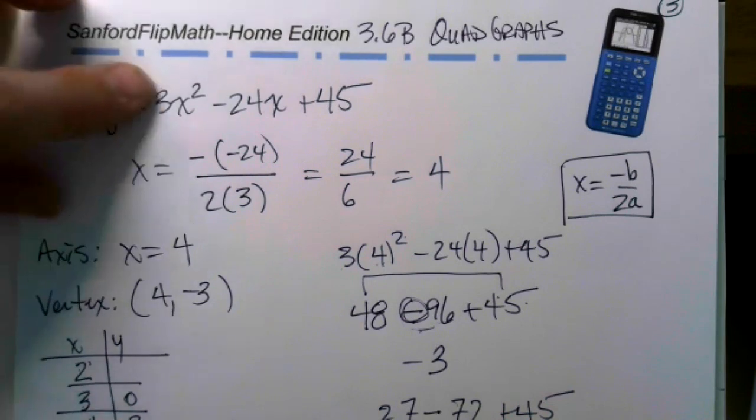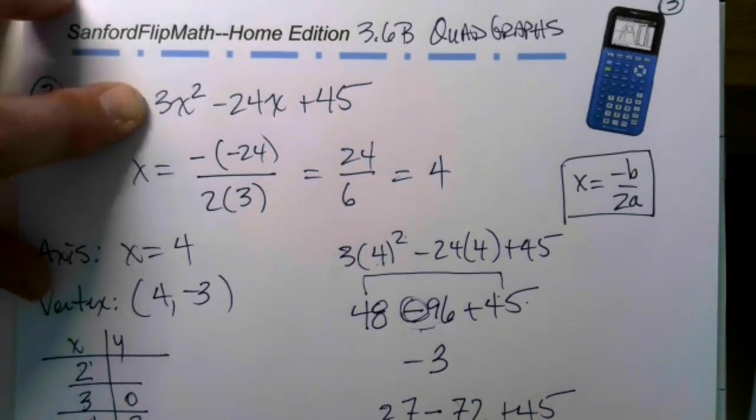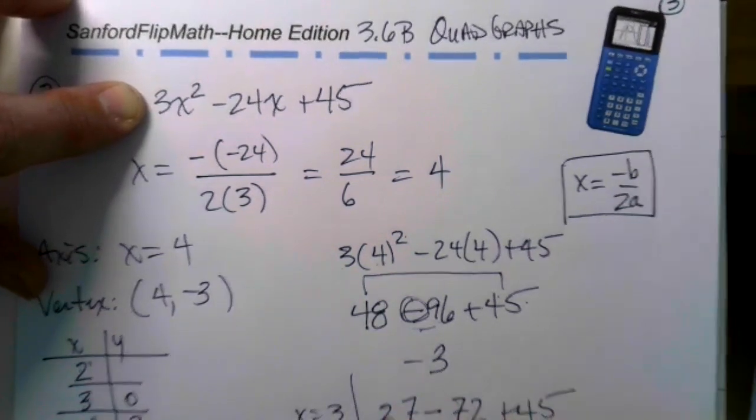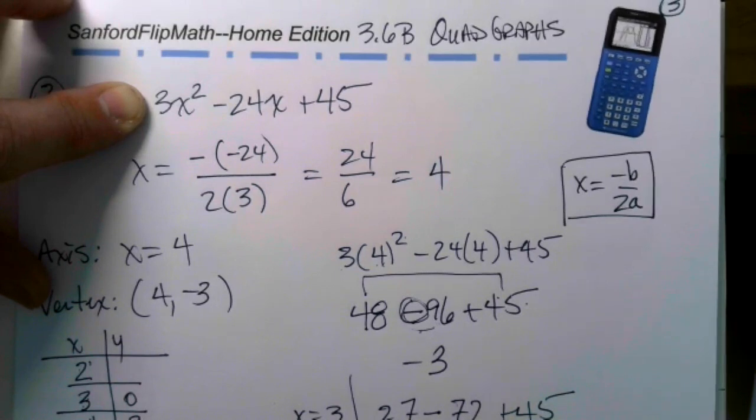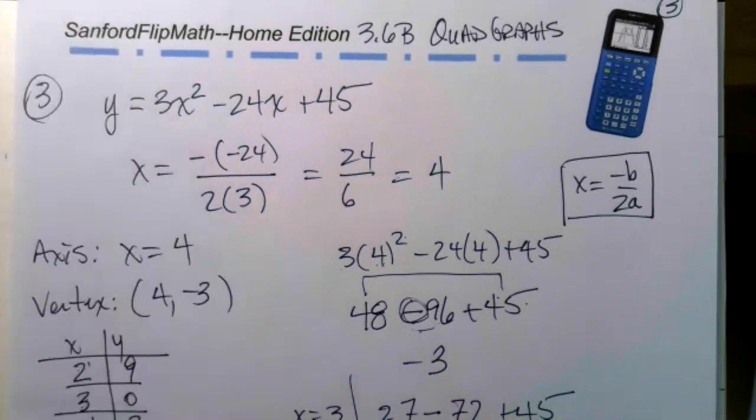Okay, so now I'm going to put in 2. 2 squared is 4 times 3 is 12. Okay, so this one was x equals 3. This is x equals 2. So again, 2 squared is 4 times 3 is 12. Minus 24 times 2 is 48. Plus 45. I believe this is going to be, is that 9? So 12 plus, well, -48 plus 45 is -3. 12 minus 3 is 9. Yep. And then by symmetry, there it is.